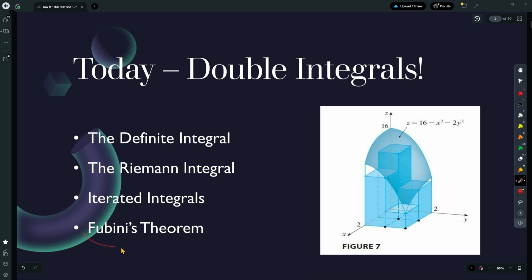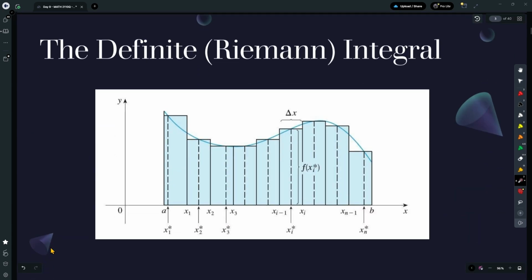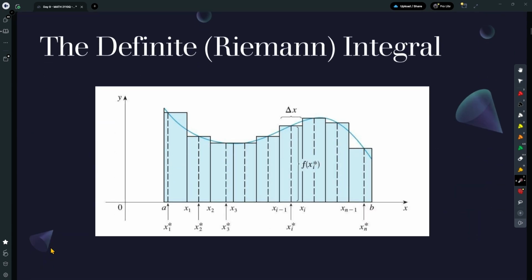And then we are going to see at the end Fubini's theorem, which is going to tell me that I can actually integrate these in two different ways. I can switch the order of integration. So let's start by recalling what the Riemann integral is.